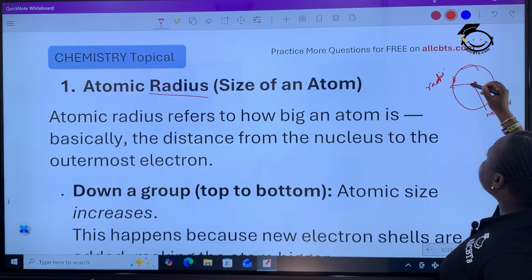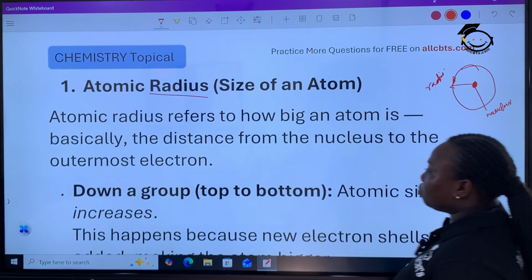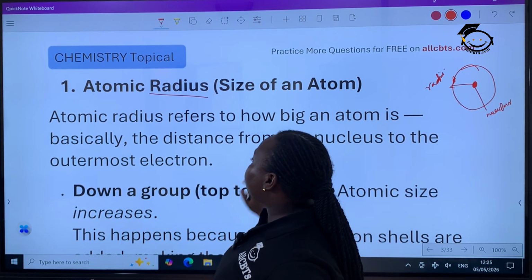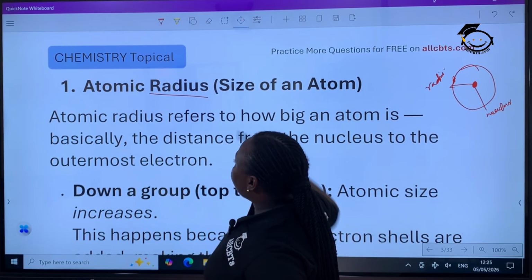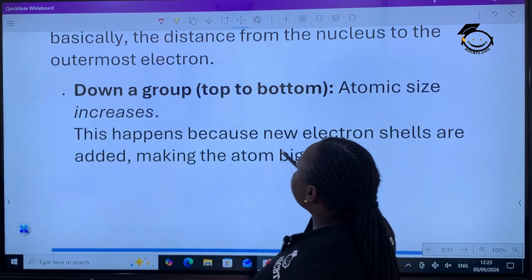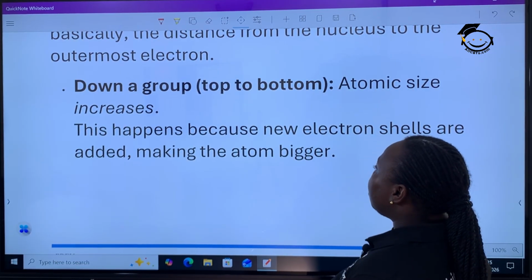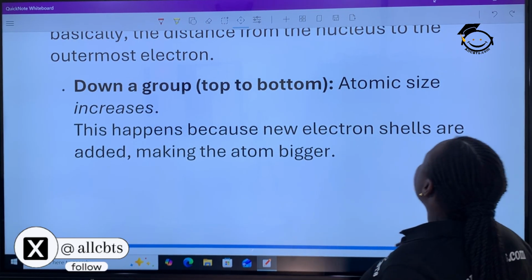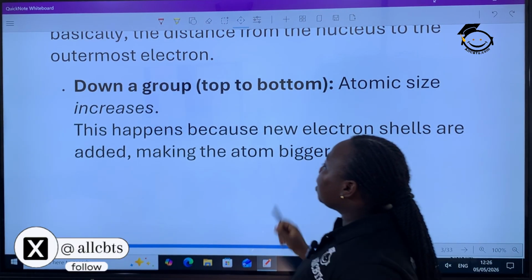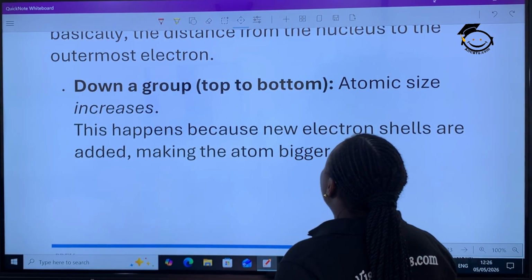Now, the difference between this and this, that is your radius. Now, what happens down the group? Down the group, which is top to bottom, atomic size increases. Why? This happens because new electron shells are being added, making the atom bigger.